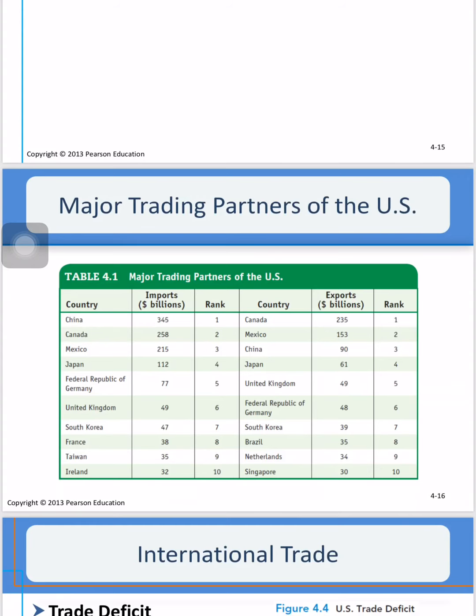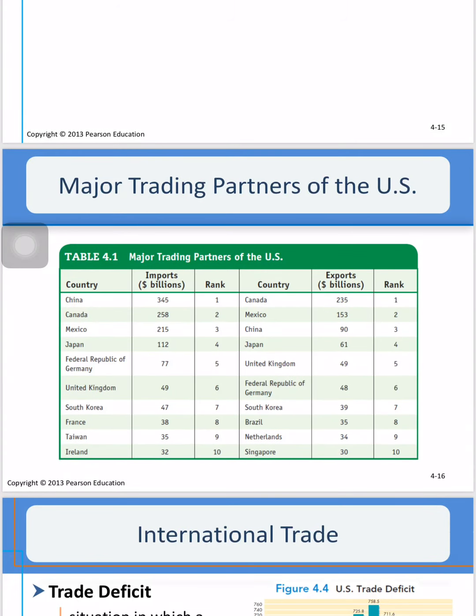Okay, next we talk about the major trading partners of the US. This is also stated in your textbook, table 4.1, major trading partners of the US. The left of the table shows the 10 largest markets for exports from the United States, while the right of the table shows the 10 largest sources of imports to the United States.